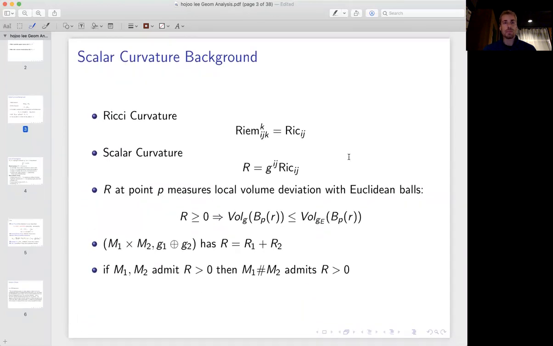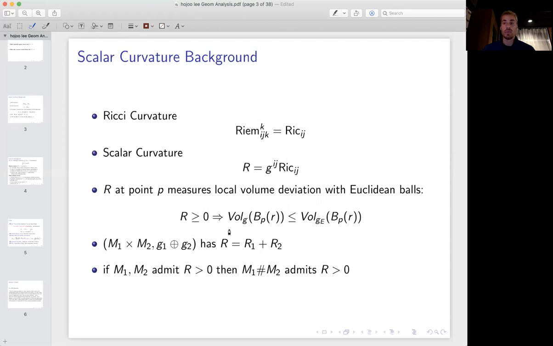Now, here's some very broad background. First of all, the Ricci curvature is a trace of the Riemann tensor, which incorporates all the curvature, and the scalar curvature is just the trace of the Ricci tensor. So this is a scalar quantity that's constructed out of the Riemann tensor by taking the trace twice.